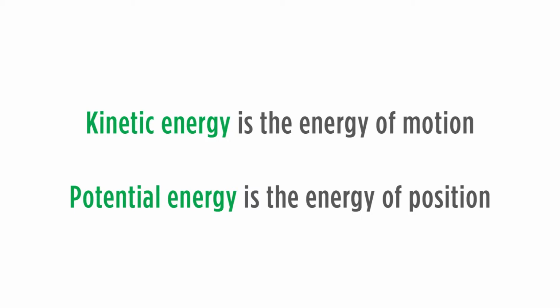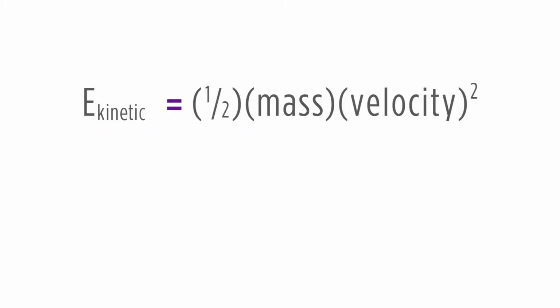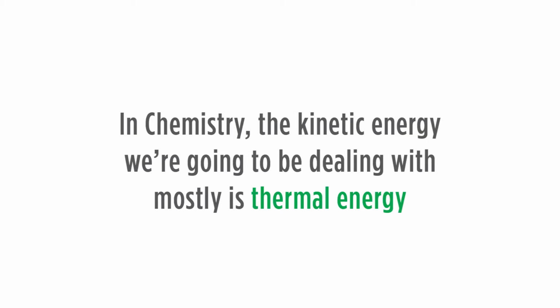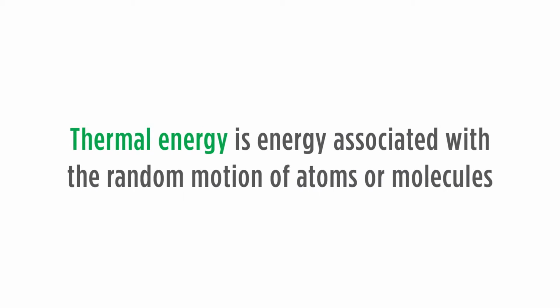If we look at kinetic energy, the base formula for kinetic energy is energy kinetic equals 1/2 times the mass times the velocity squared, or often given as KE or E_k equals 1/2 mv squared. In chemistry, the kinetic energy we're going to be dealing with mostly is thermal energy, energy associated with the random motion of atoms or molecules.